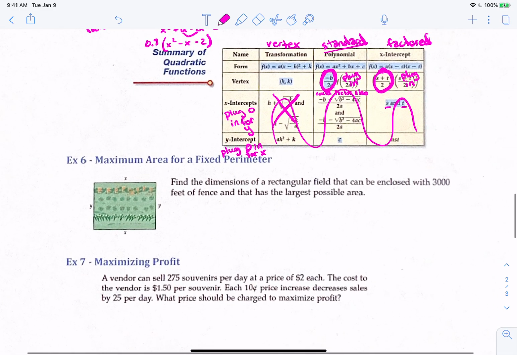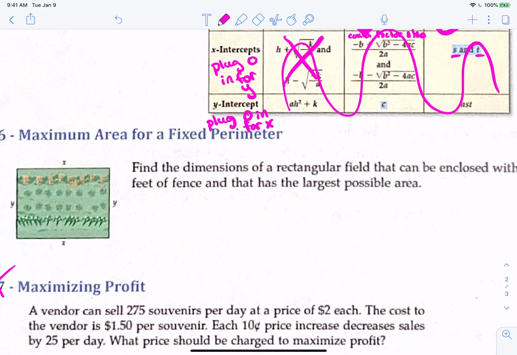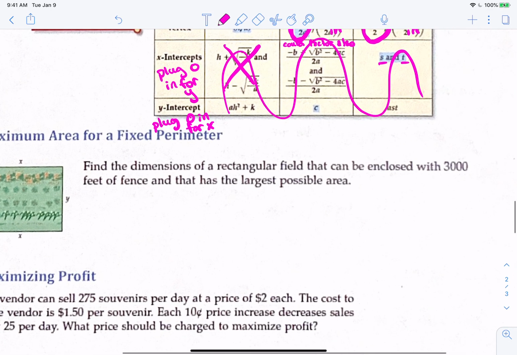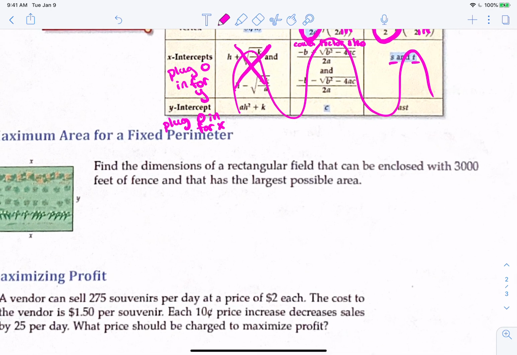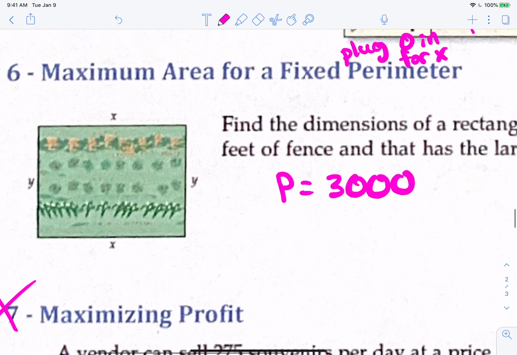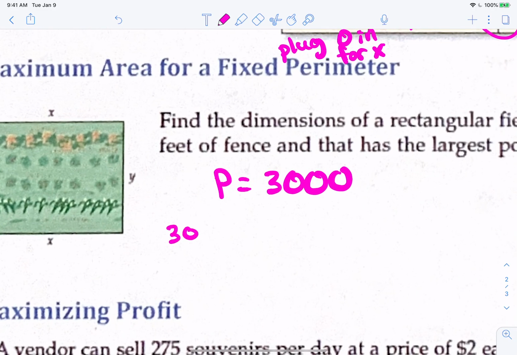Let's just do one of these. We'll do example 6 and we'll skip example 7 because it's going to be similar to that. Okay? Maximum area for a fixed perimeter. Find the dimensions of a rectangular field that can be enclosed with 3,000 feet of fence. What does it mean if I'm enclosing it with 3,000 feet of fence? Is that referring to the perimeter or the area? The perimeter. So we're talking about perimeter. The perimeter is 3,000. Now, given these dimensions right here, how would I find the perimeter? 3,000 is equal to what?